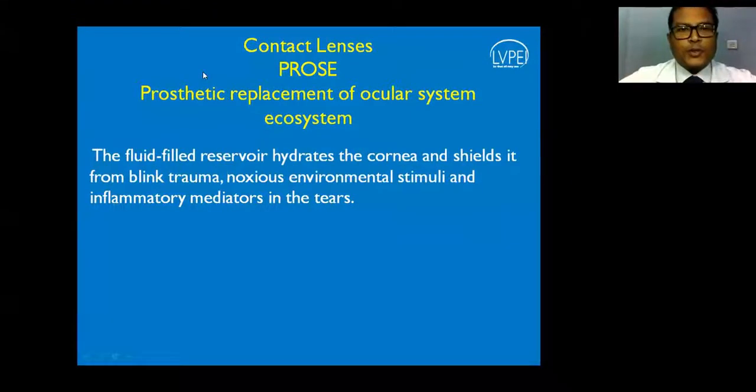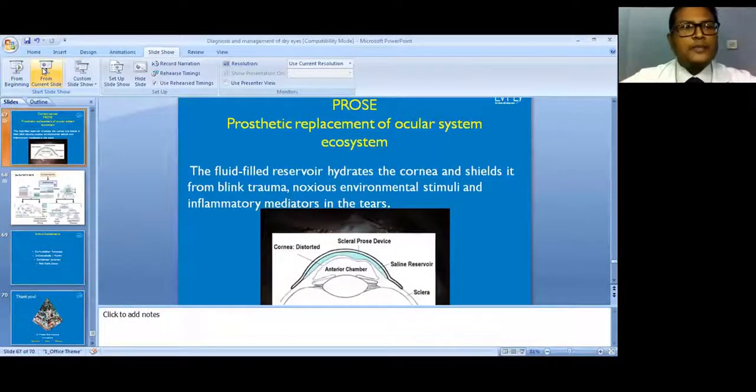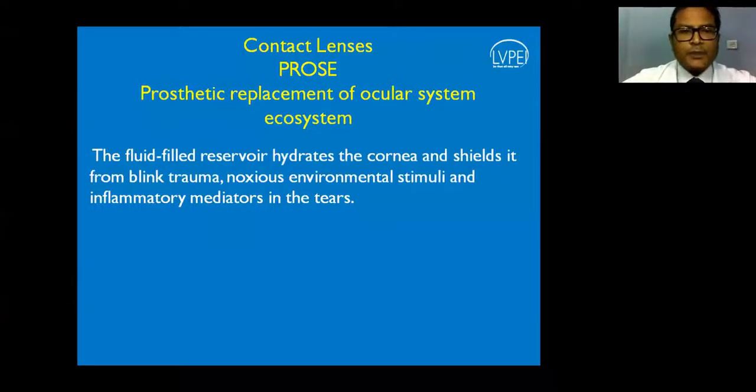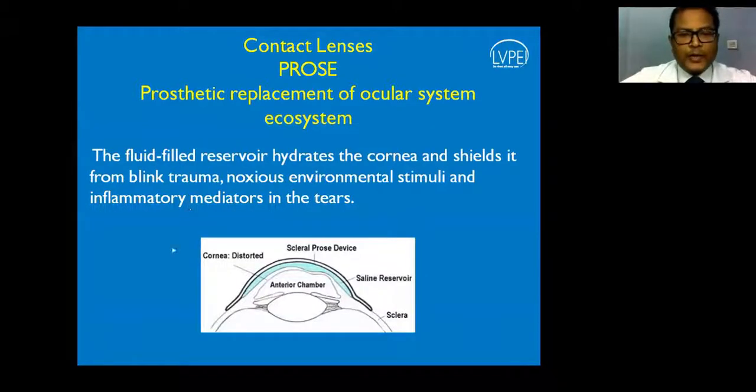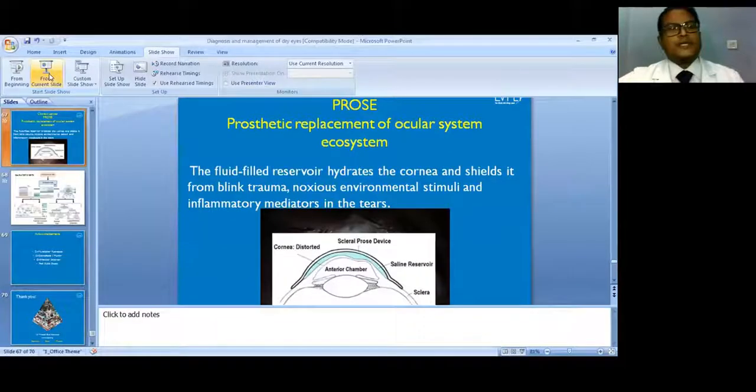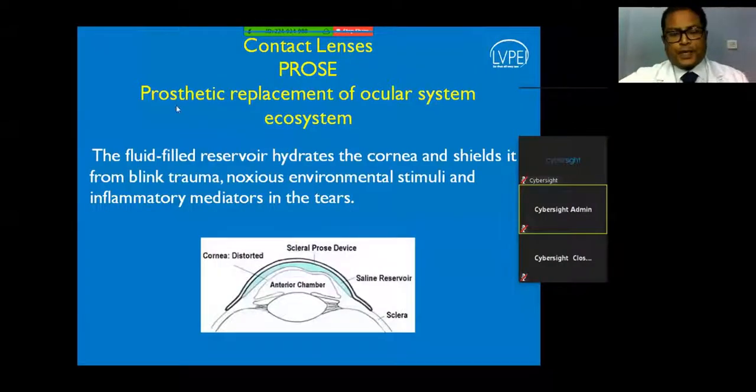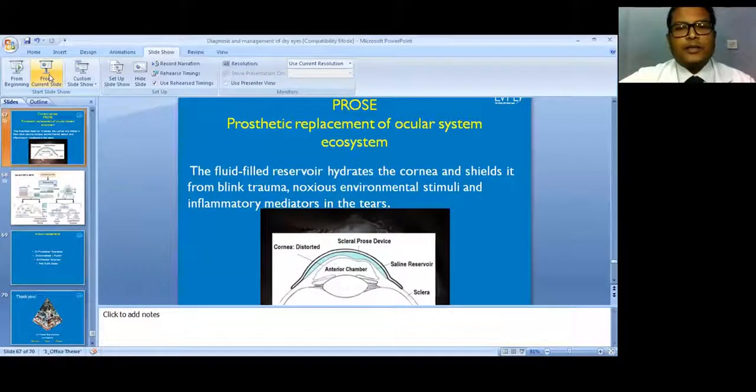Contact lenses such as PROSE are also a useful alternative in patients with severe dry eye. These are basically fluid-filled reservoirs which hydrate the cornea and shield it from blink trauma, noxious environmental stimuli, and inflammatory mediators. So when the ocular surface is damaged with a distorted cornea, this scleral PROSE device actually acts as a saline reservoir which sits on the cornea and promotes hydration and prevents noxious environmental stimuli from irritating the ocular surface.